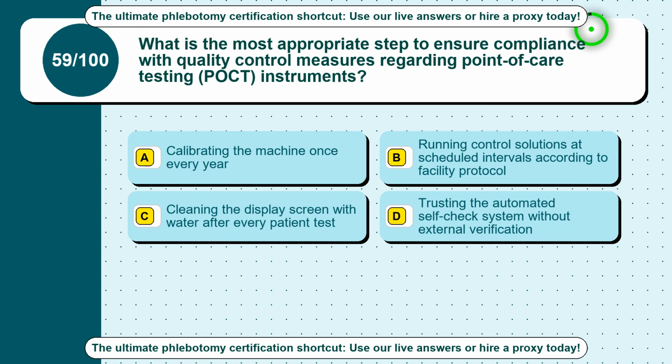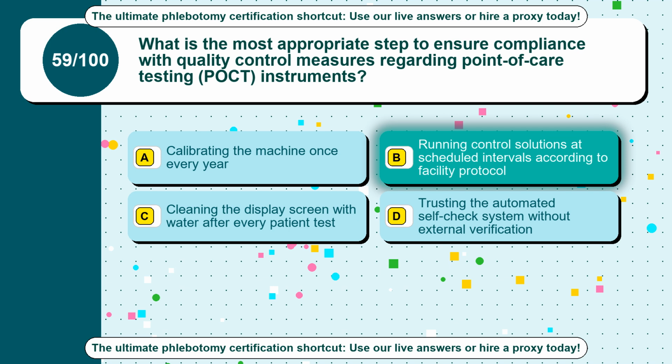Question 59. What is the most appropriate step to ensure compliance with quality control measures regarding point-of-care testing POCT instruments? Option A, calibrating the machine once every year. Option B, running control solutions at scheduled intervals according to facility protocol. Option C, cleaning the display screen with water after every patient test. Option D, trusting the automated self-check system without external verification. The correct answer is option B, running control solutions at scheduled intervals according to facility protocol.